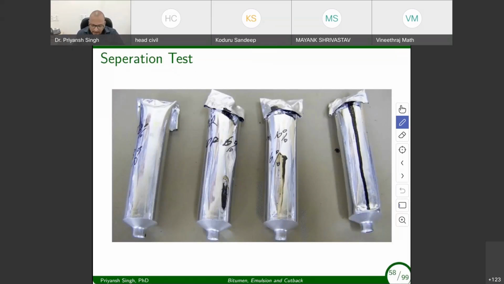The next test for neat binder is the separation test. In the separation test, you will keep your binder in aluminum tubes. You will put it inside the oven at some elevated temperature for a standard time, and then you will freeze it. After taking the sample out from the freezer, a sample from the top and bottom portion will be taken, and different tests can be done. The difference between these two tests will indicate the amount of material which is separated from the sample.